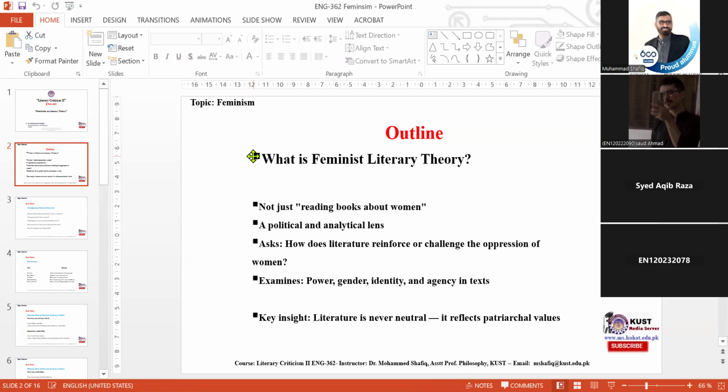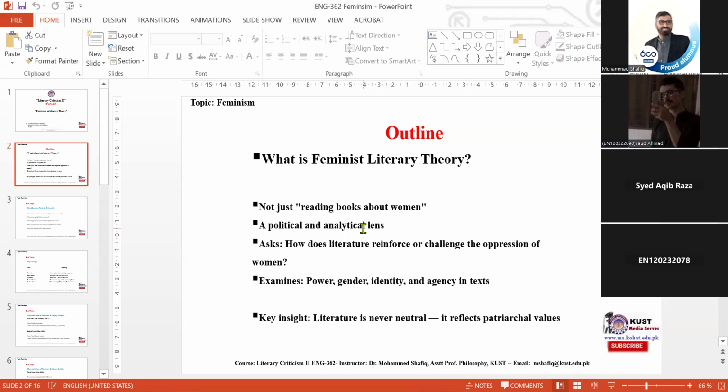Many of you probably already notice the patterns, like why female characters often die at the end of novels, or why so few classic authors are women. Feminist theory gives you the language to analyze those patterns. So it's not just about reading books about women, nor is it a theory of hating men.